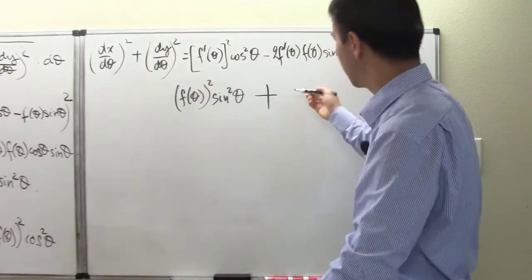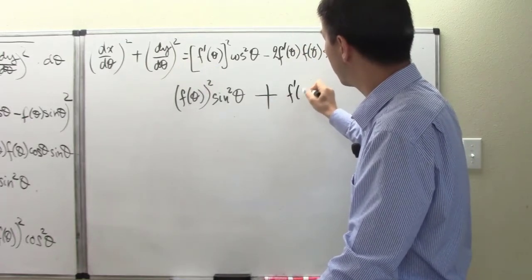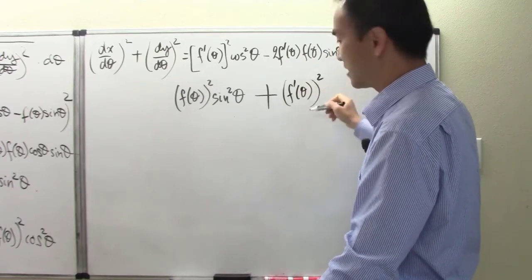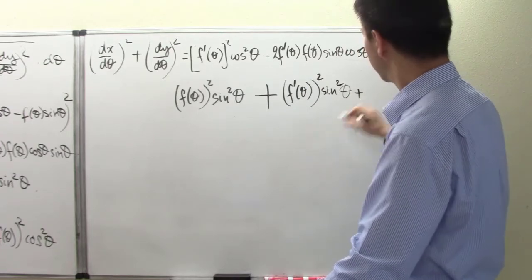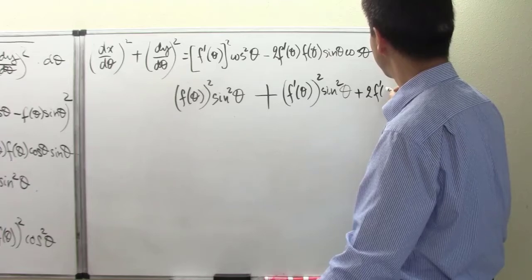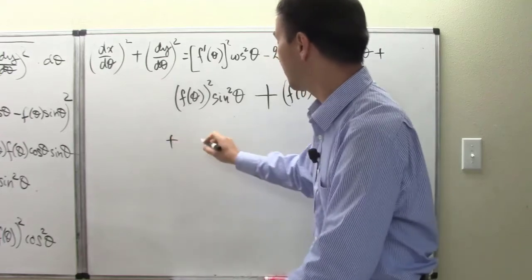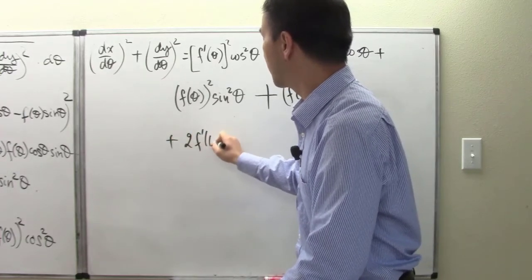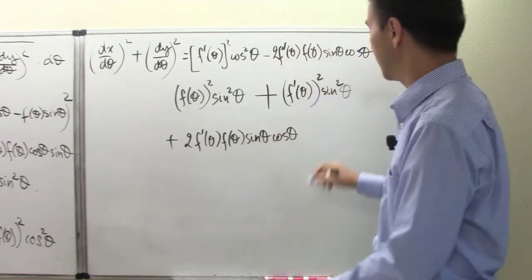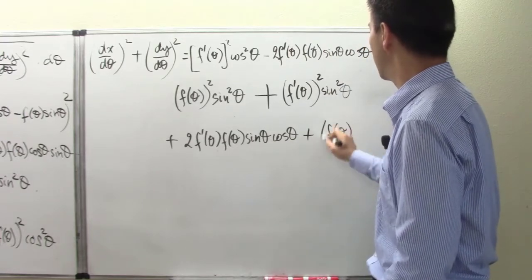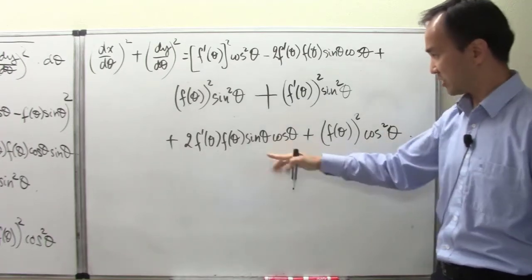So now I'm looking at adding the dy d theta all squared, that gives me f prime of theta squared times sine squared theta, plus 2 times f of theta... I already ran out of space right here, so I'm going to jump down to the next line, plus 2 times f prime of theta times f of theta sine of theta cosine theta, and add f of theta all squared times cosine squared of theta. But at least that's the end of our sum, of our expression.